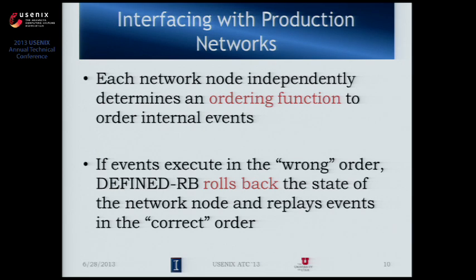Whenever a new non-deterministic event happens, we use an ordering function that is independently determined by each network node to order the list of non-deterministic events. If the events come in the correct order, we deliver the events to the control plane software to process them. If the events come in the wrong order, we roll back the state of the single network node and replay the events in the correct order. In the next few slides, I'm going to talk about how we roll back the state of the software, and then how we come up with an optimized ordering function.